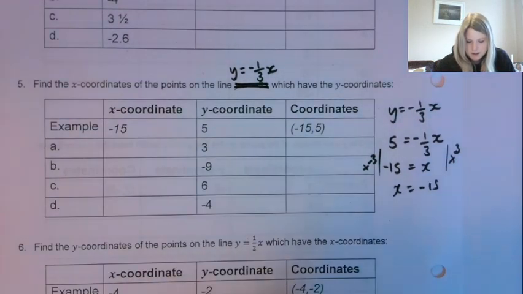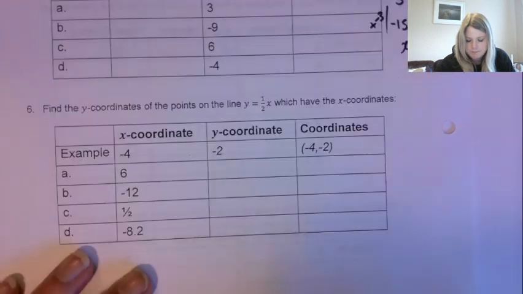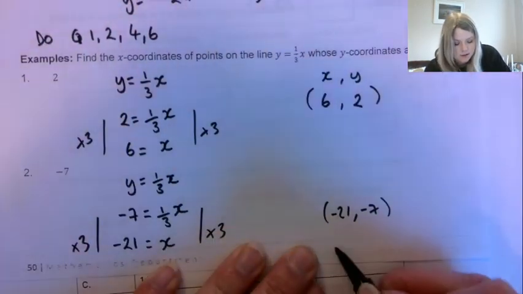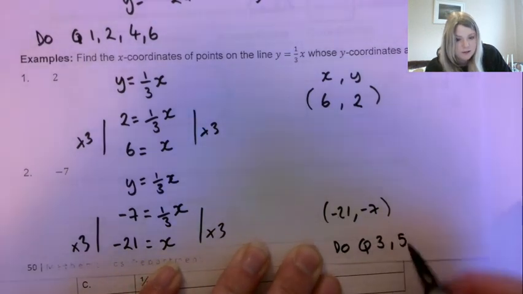And then, is that them all? We already done 6? Yeah. Okay, so let's go back here and we'll write in. So after this, I've already done 1, 2, 4, and 6. Do questions 3 and 5.